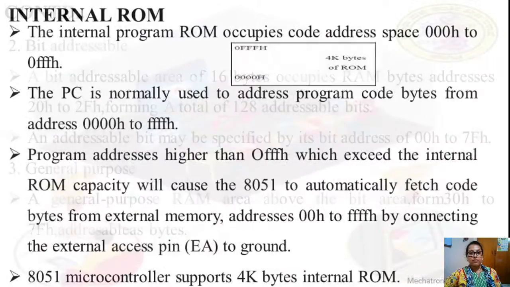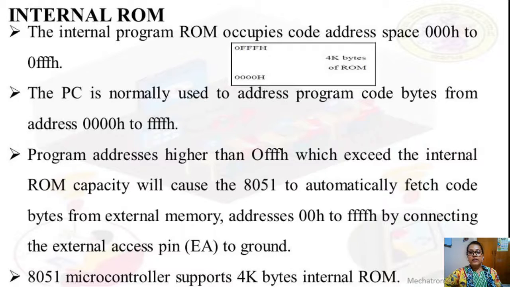Okay. So next is internal ROM. The internal program ROM occupies the code address space from 0000 to 0FFFH. So it is of 4 kilobytes. The internal ROM mainly contains some executable functions and some data which may never change, so it is used for permanently storing the program.